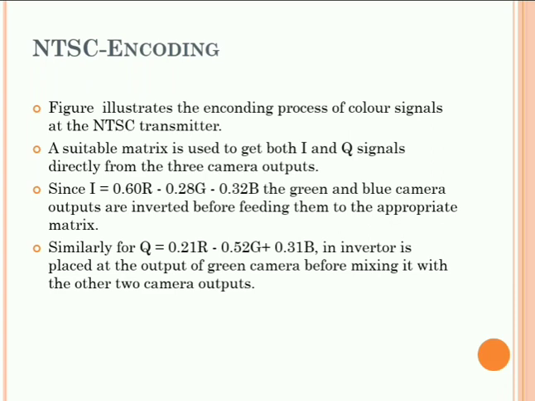You might have seen in the block diagram, we are inverting two inputs after the color matrix. Similarly, for Q equal to 0.21 R minus 0.52 G plus 0.31 B, an inverter is placed at the output of the green camera before mixing it with the other two camera outputs.